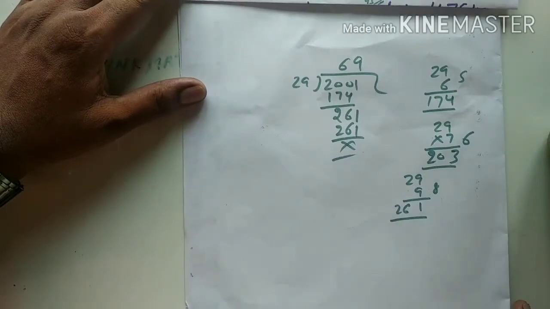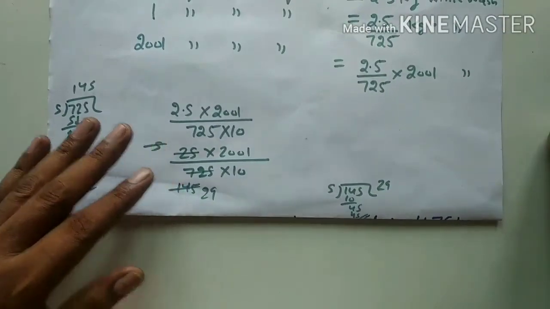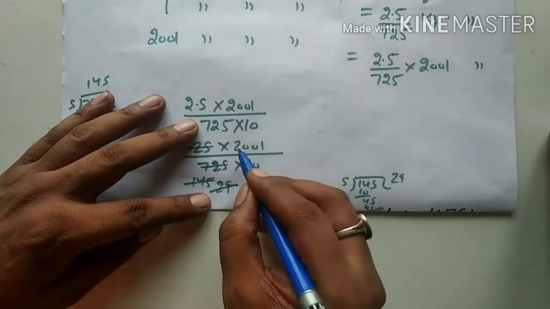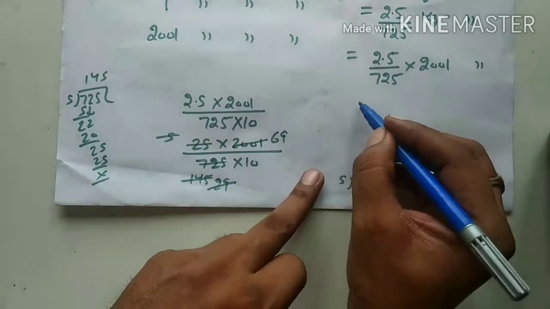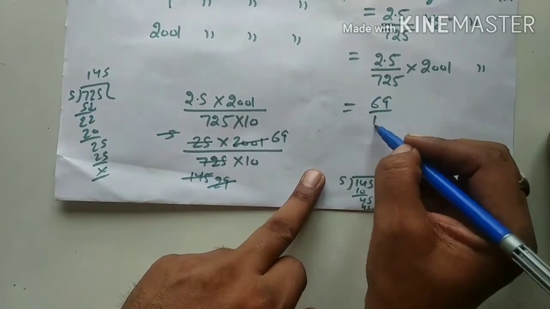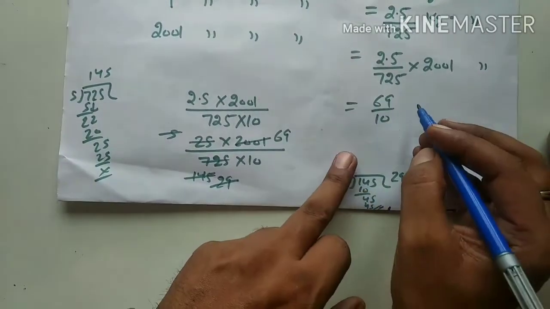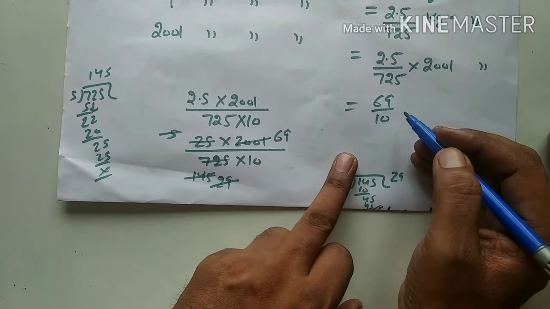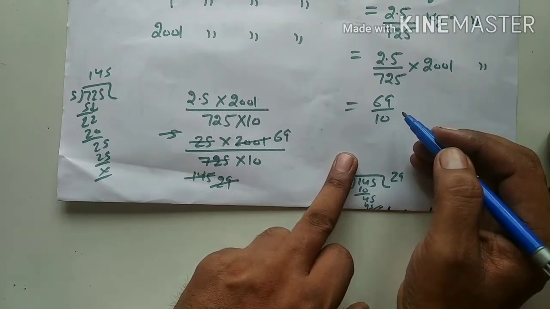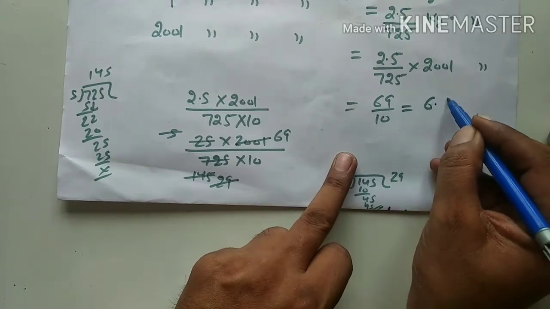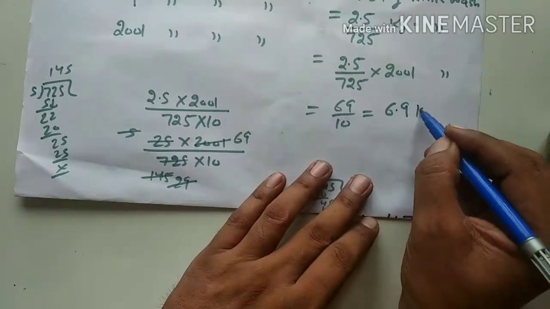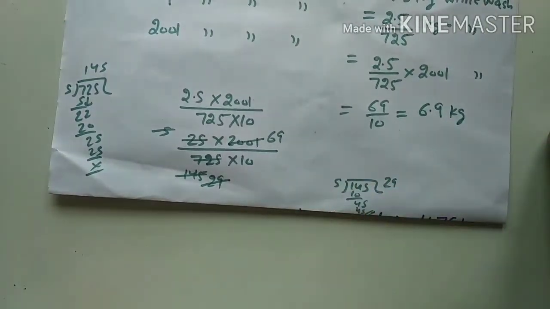Clear student? Now 21 can divide this directly at 69. So 69 over 10. 69 over 10 can be written as 6.9 kilogram. So this is the answer.